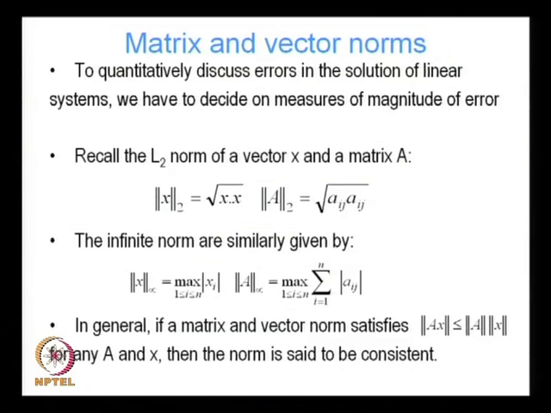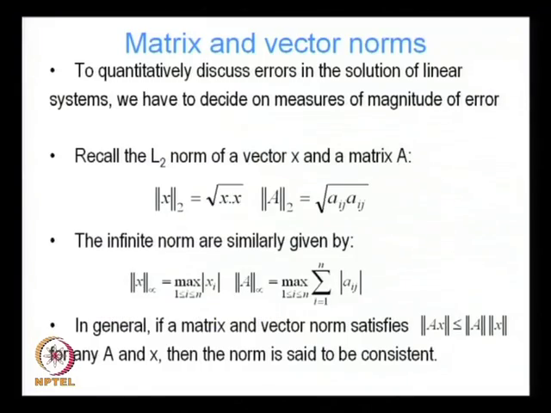To quantitatively discuss errors in the solution of linear systems, we have to decide on measures of magnitude of error. Recall the L2 norm of a vector and a matrix, which we discussed earlier. The norm of a vector x is given by the root of x dotted with x, and the L2 norm of a matrix is given by the square root of the sum of the squares of its entries Aij. The infinity norm for a vector is the maximum of the absolute value of xi for i = 1 through n.